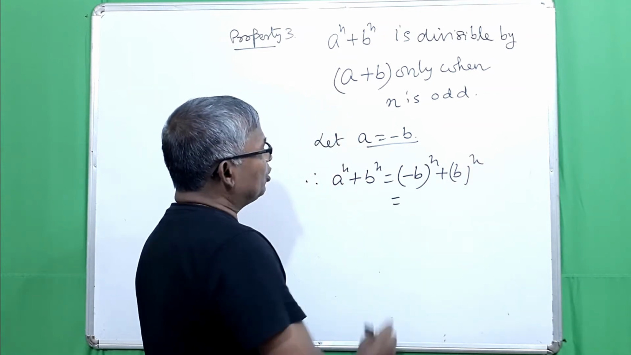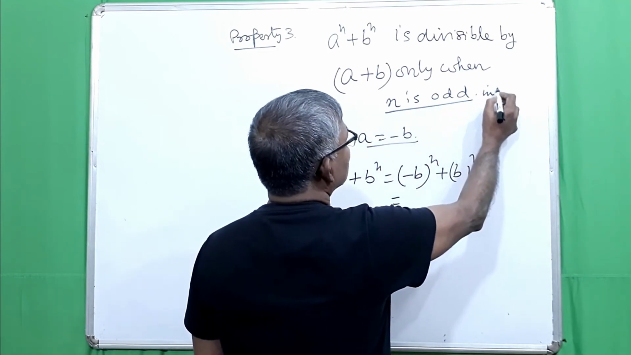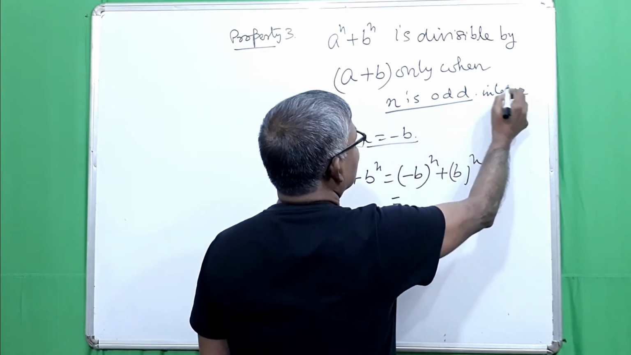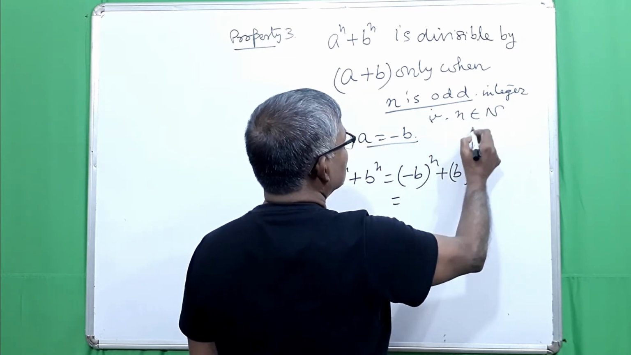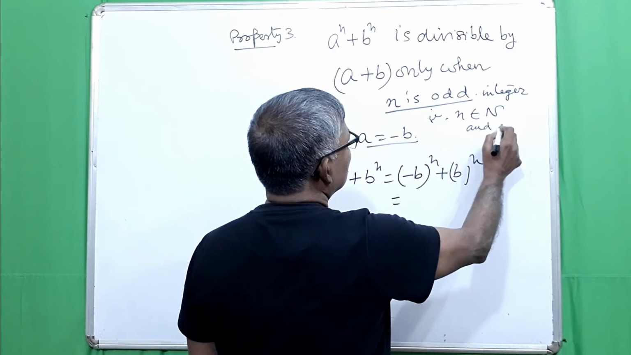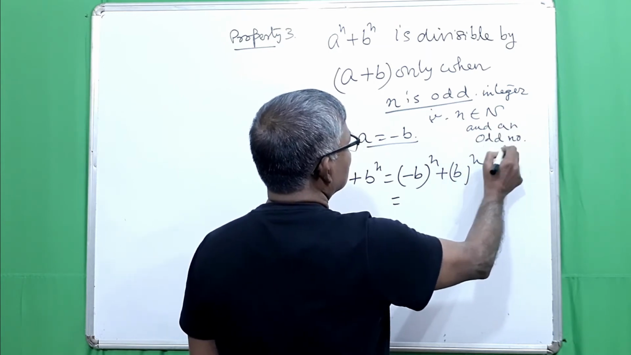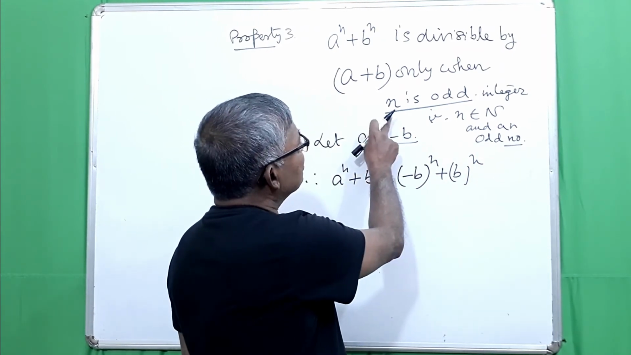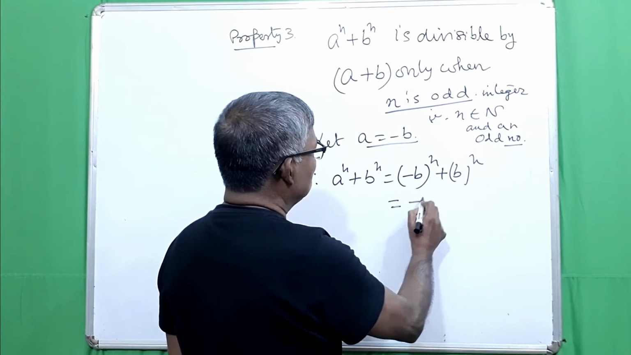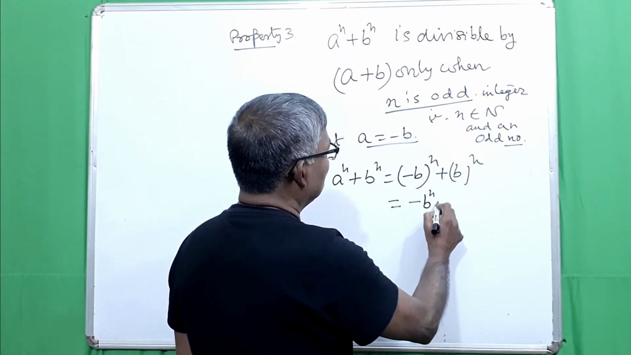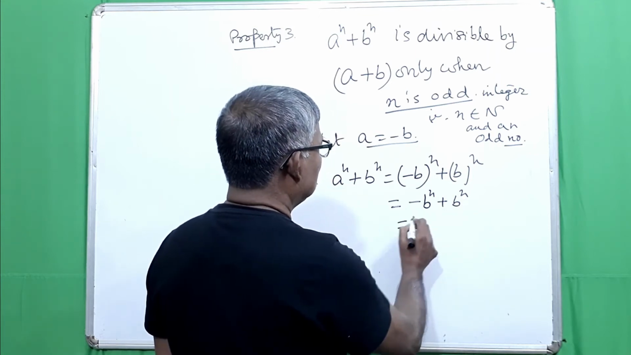Students, we have considered n is an odd integer, that is n belongs to N and is an odd number. Since n is an odd integer, therefore (-b)^n equals -b^n, so a^n plus b^n, that is 0.